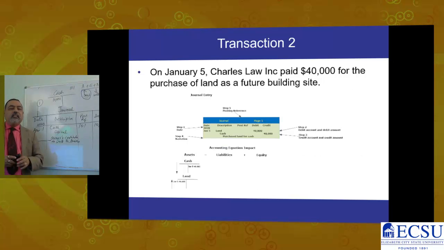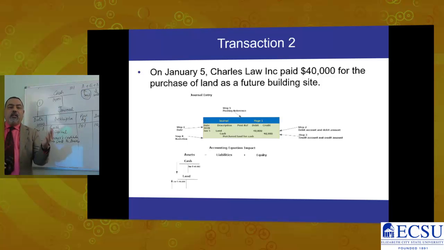Okay, that's transaction number 2. Transaction number 2, of course, on January 5, Charles Law paid 40,000 for the purchase of land. Two accounts, land and cash, of course. So land is an asset, cash is also an asset. Now land is increasing, that's why you see it on the debit side of land, and cash is decreasing, therefore that's why you see it on the credit side. The amount is 40,000. Again, we have gone through the 5 steps. We're leaving step number 5 open right now.